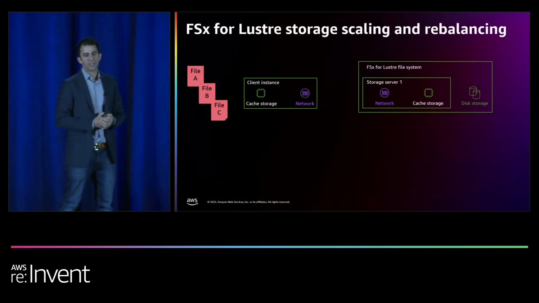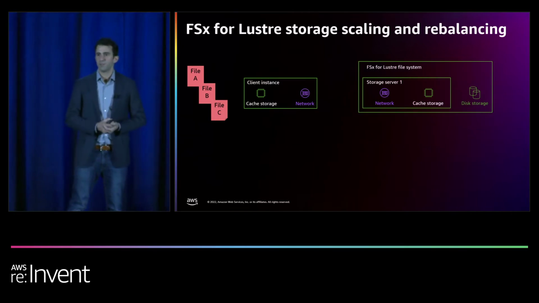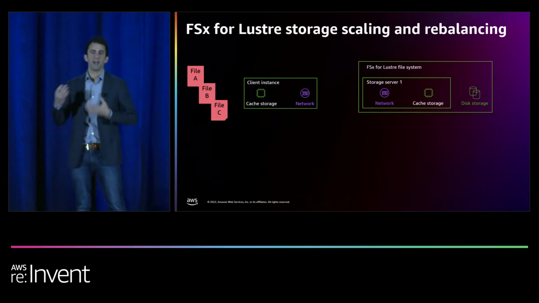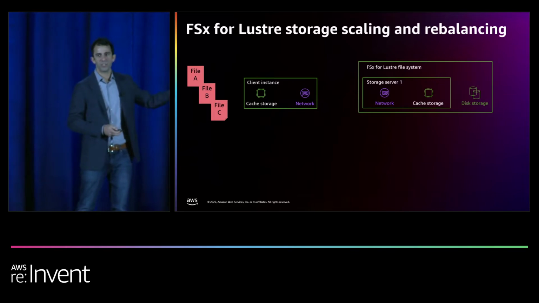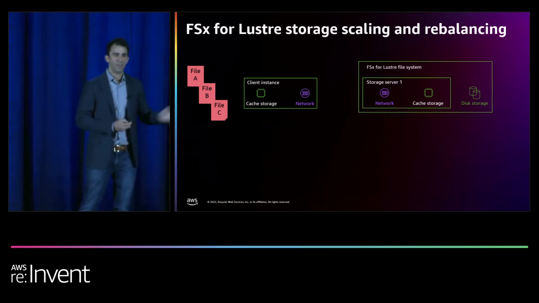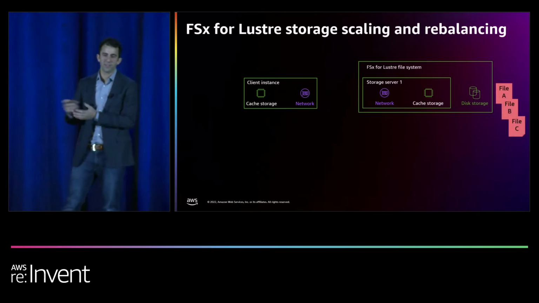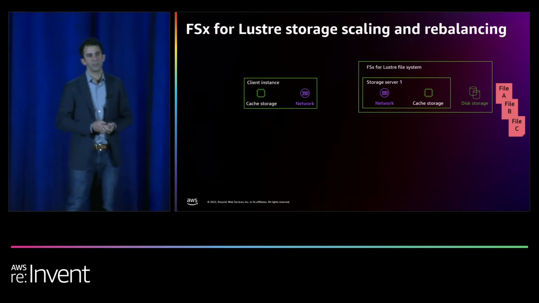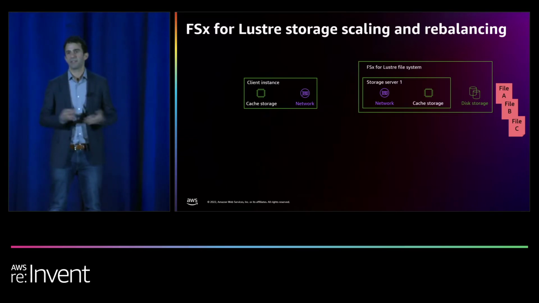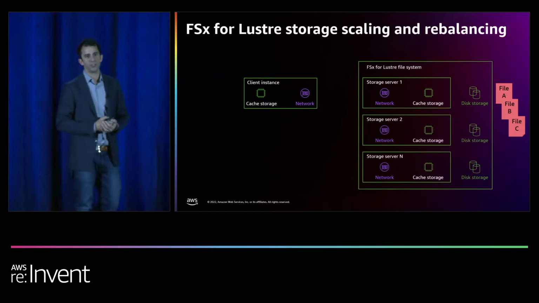So let's see what this looks like from a scaling perspective. Because we offer a fully managed version of Lustre, and we have the ability to make updates to the file system after it's been created, you can create a very small single node Lustre file system. You can write your data to it. It all lands on the one set of disks on the one server. And then you can choose in the future to expand the storage capacity of the file system. In this case, we've added 2 additional servers.